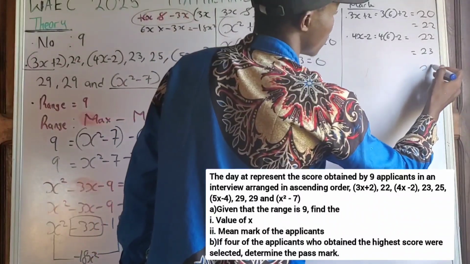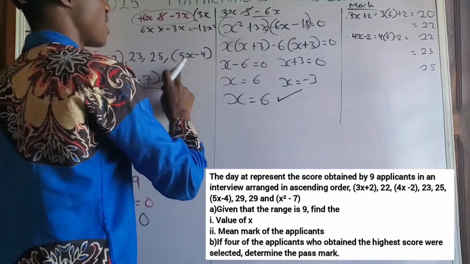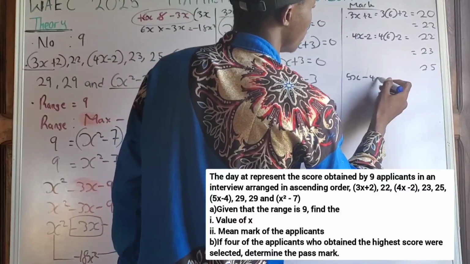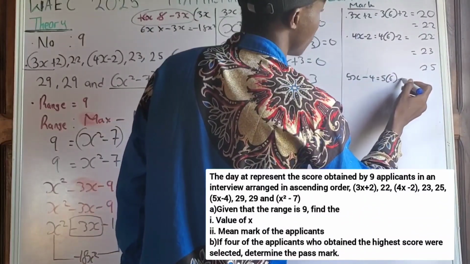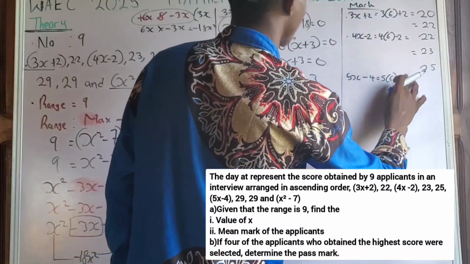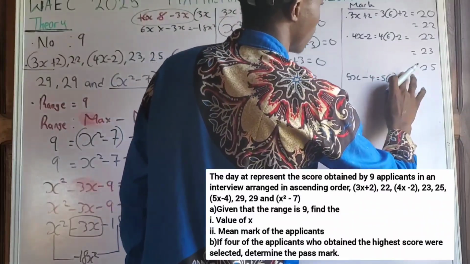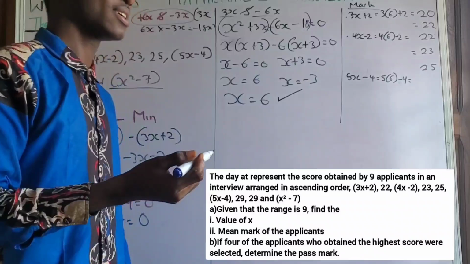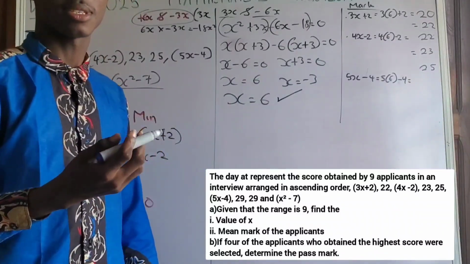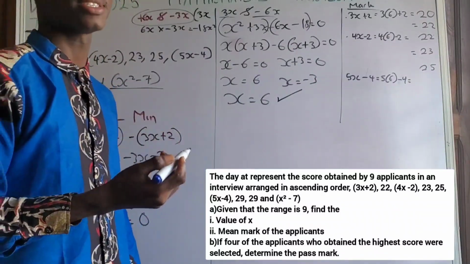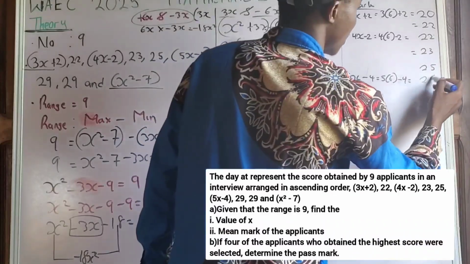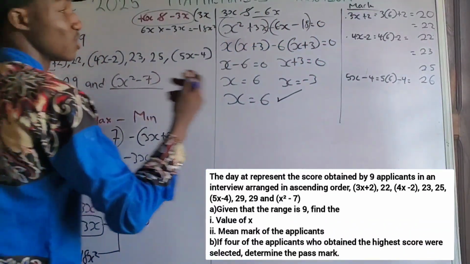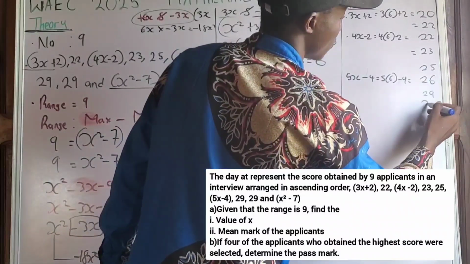So let's put 25. The next is 5x minus 4. So 5x minus 4 will be 5 multiplied by 6 minus 4, sorry, minus 4. 5 times 6 is 30. 30 minus 4 is 26. So I'm going to have 26 here. Then we have 29, 29.